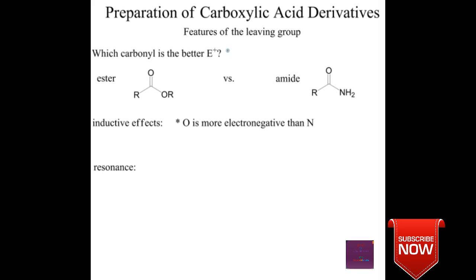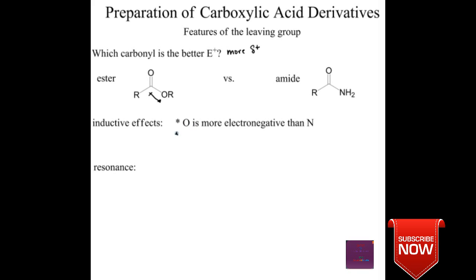To be a better electrophile means that you have more of a partial positive, right? You are less electron rich, which would make you a good electrophile. And we can look at a few things: inductive effects and resonance effects. So for the inductive effects, remember that oxygen is more electronegative than nitrogen. That means this oxygen is pulling electron density away from that carbonyl. What effect does that have on the carbonyl?